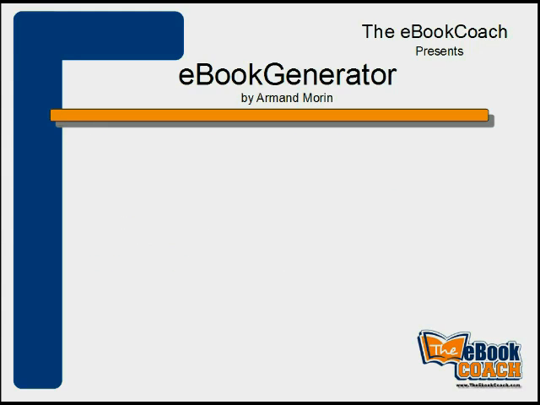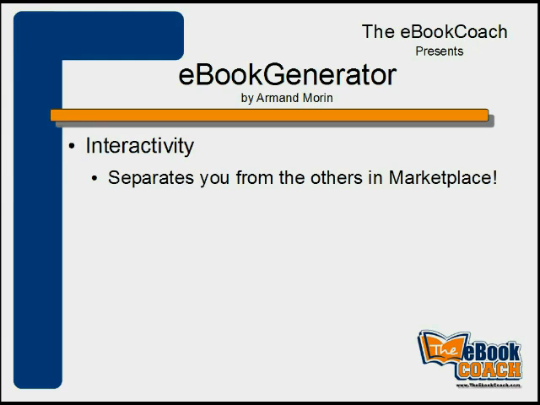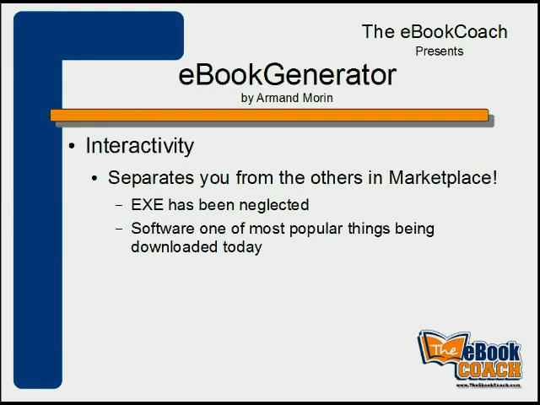If we focus on the word interactivity, it's just going to make a lot more sense for what it is that we're doing, because that's going to be the big separation between you and every other person inside of your marketplace. Most people out there in the marketplace today have kind of neglected the EXE type of ebook. Now, why is that? Because someone along the way told them that a PDF ebook is better. No one wants to download an executable file. Well, if that was true, why would software be one of the most popular things that the Internet has being sold on it right now?